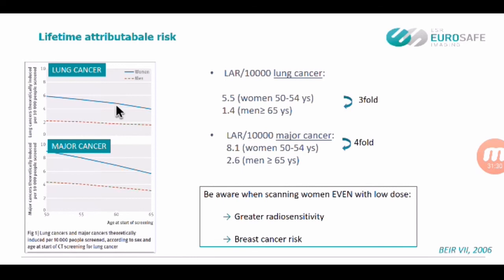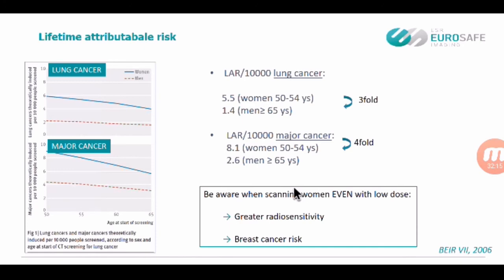Concerning lifetime attributable risk for lung cancer, the theoretical lung cancer induction, we see that in women it's threefold higher than in men, also taking into consideration the years, because as I said it depends on the age. The lifetime attributable risk of major cancer is also fourfold greater in women than in men. So always be aware when scanning women, even with low dose in chest CT, because of their greater radiosensitivity and their higher breast cancer risk.